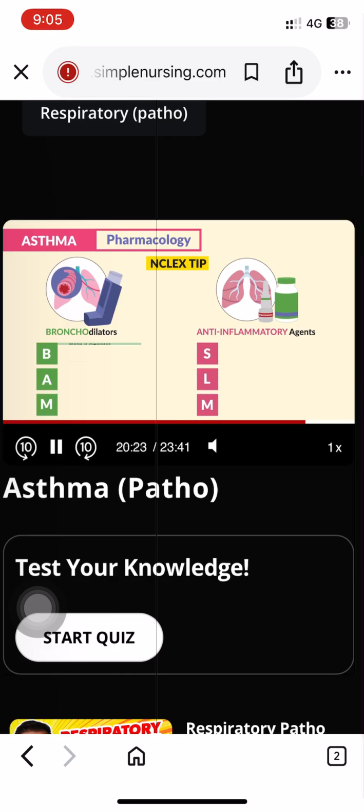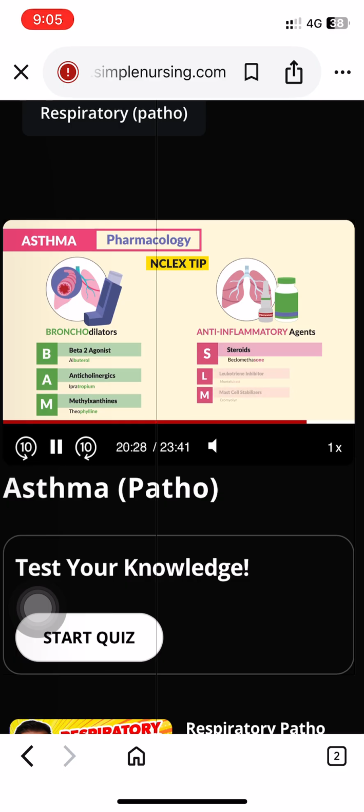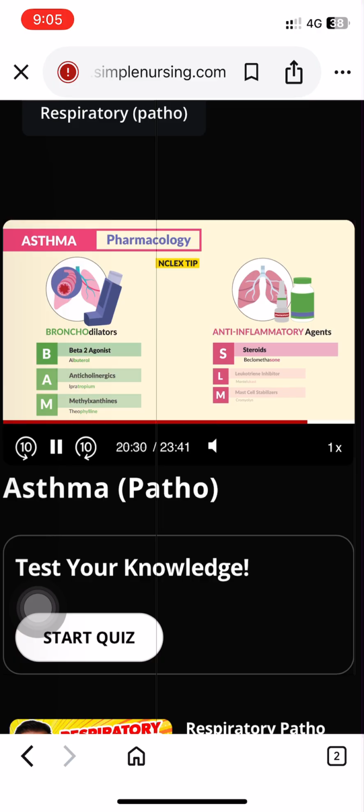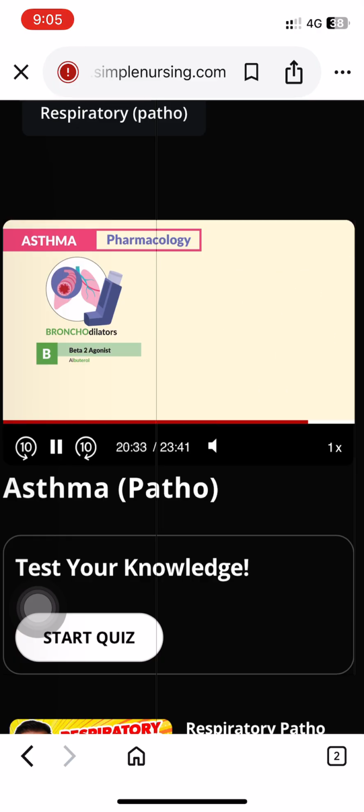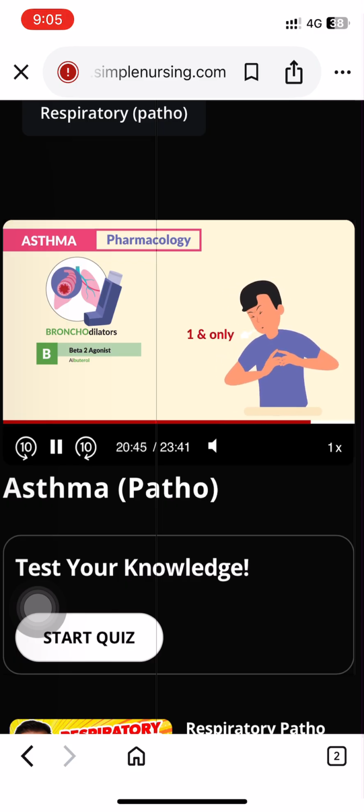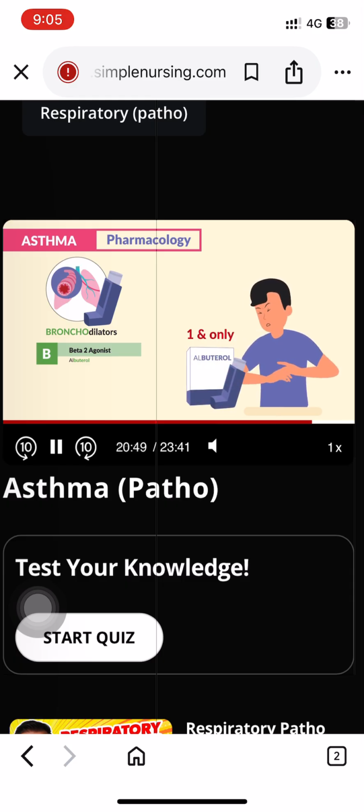Now I recommend focusing on the bronchodilators and the S in SLAM for steroids. These are typically the most tested. So starting with bronchodilators, B is for beta 2 agonist, and the drug to know is albuterol. So just think we give buterols for brutal asthma attacks. And it's considered the one and only rescue drug for asthma attacks. We always give buterols first before any and all drugs during an asthma attack. So that's why we put it here first on the list.